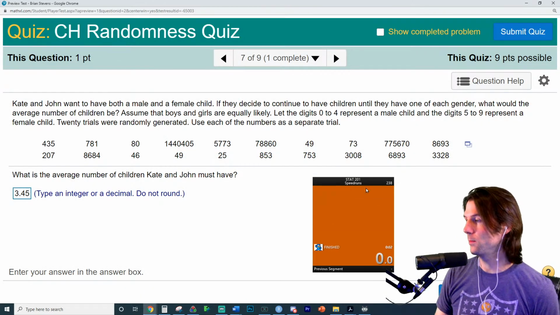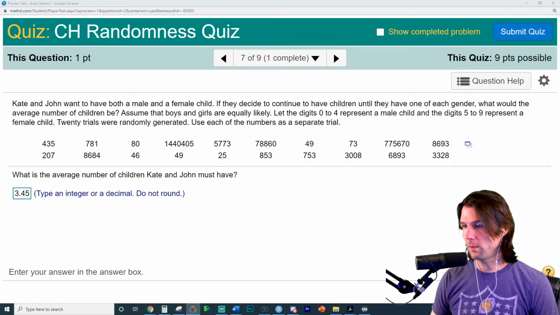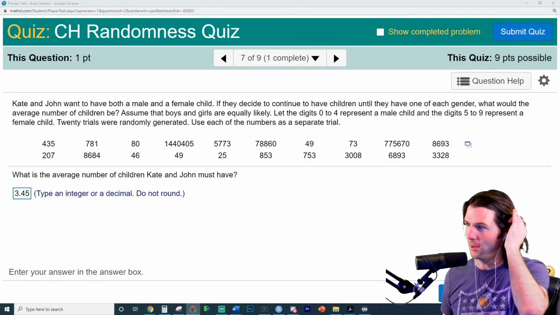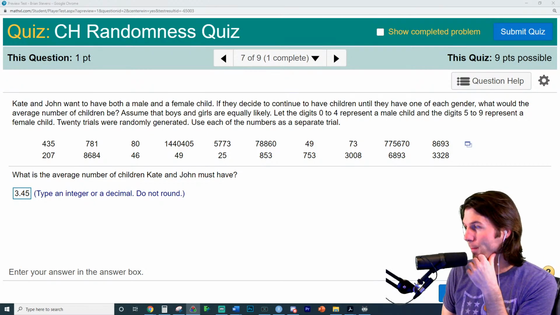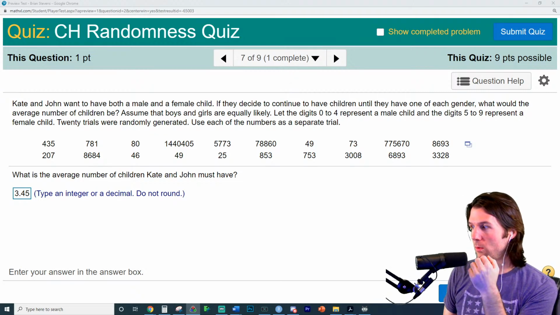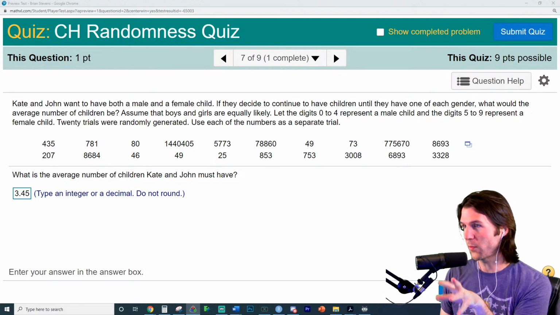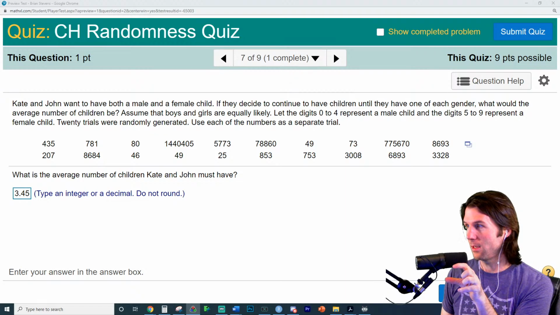Okay, let's explain how this problem is solved and what they're doing right here. Okay, so Beth and Nate are going to have kids until they have a boy and a girl. And so in this simulation, a 0 through 4 represents a male, and a 5 through 9 represents a female.